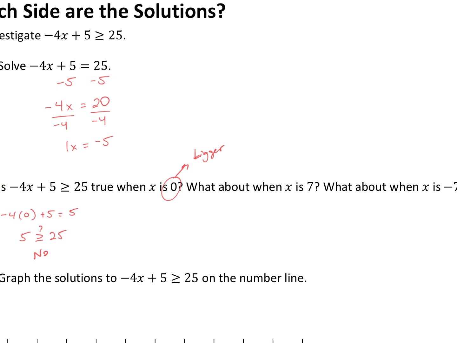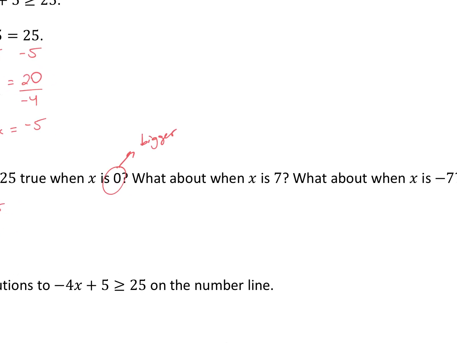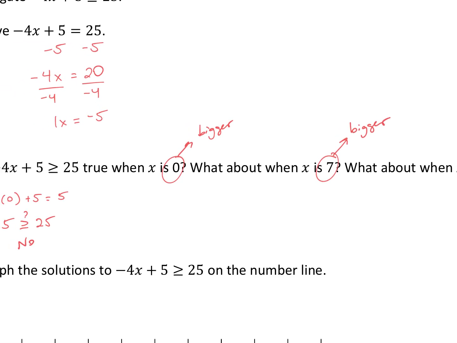What about when x is 7? So now we're still looking at numbers that are bigger, right? So let's try 7. This time I'm going to do negative 4 times 7 plus 5. Negative 4 times 7 is negative 28, and negative 28 plus 5 is negative 23. So again, we're asking ourselves, is negative 23 greater than or equal to 25? That's the question. And again, no, it's smaller.